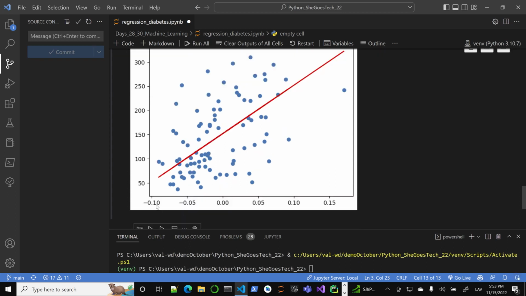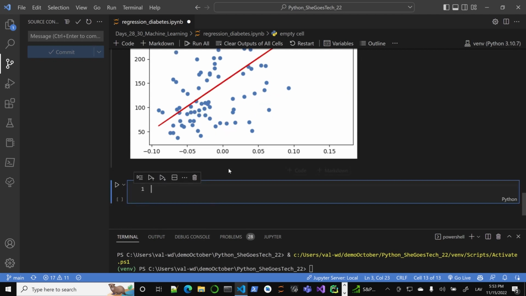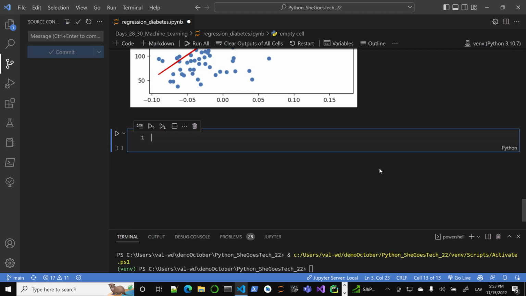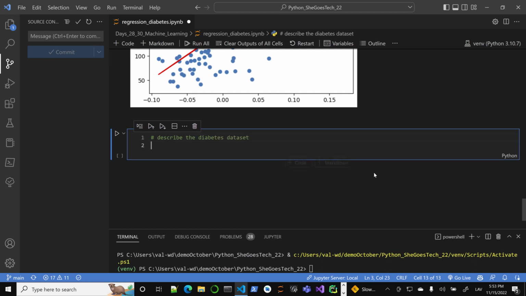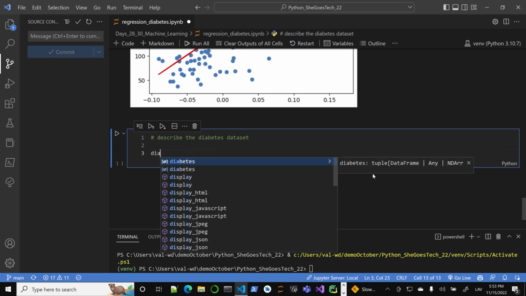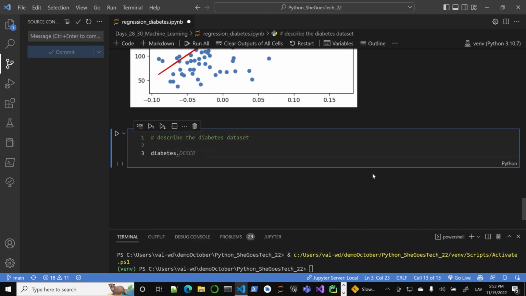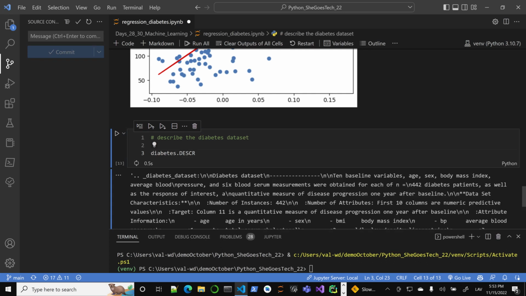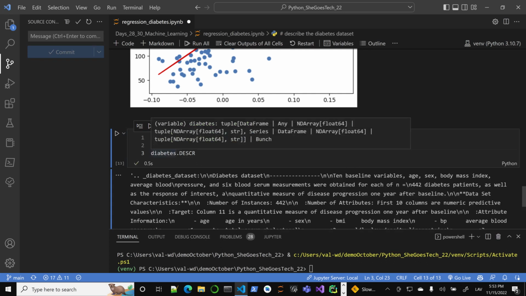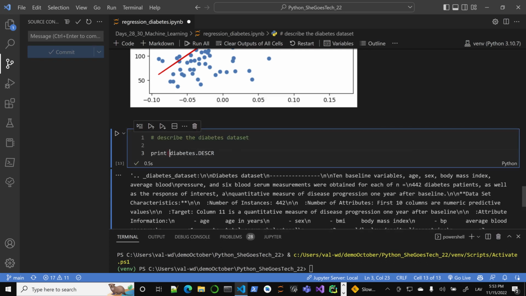These values, what do they mean? There's 0, there's minus 0.10. Well, it certainly looks like this BMI data describes the diabetes dataset. So maybe we already have the description. I think it's called diabetes description, yes, indeed. I'll rather print it, because this will be nicer.